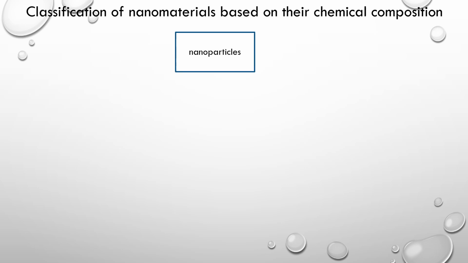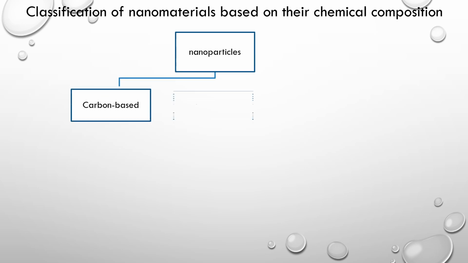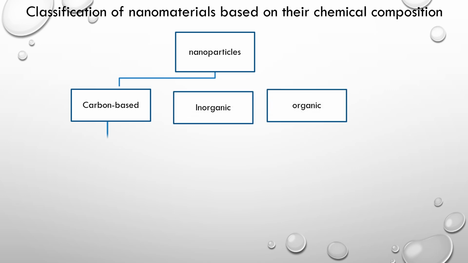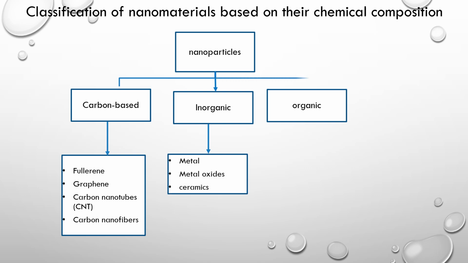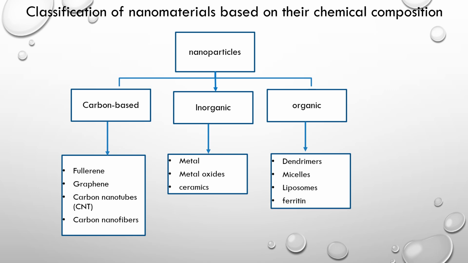Nanomaterials are divided into mainly three types based on their chemical composition, that is carbon-based nanoparticles, inorganic nanoparticles, and organic nanoparticles. Carbon-based nanoparticles are fullerenes, graphenes, carbon nanotubes, carbon nanofibers. Inorganic nanoparticles are metals, metal oxides and ceramics. Organic nanoparticles are dendrimers, micelles, liposomes and ferritins. So this is the classification based on their chemical composition.